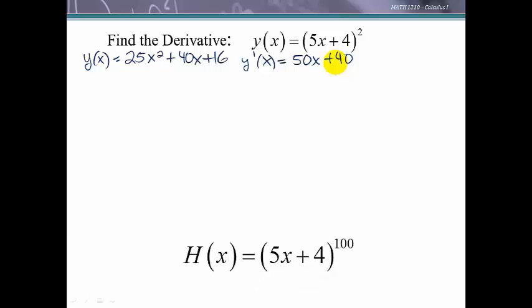derivative. However, what if our function was (5x + 4) to the 100th power? It is certainly not going to be practical to multiply this out and have a polynomial of degree 100. So instead we are going to come up with a rule for finding derivatives when we have a composition of functions, so a function within a function.